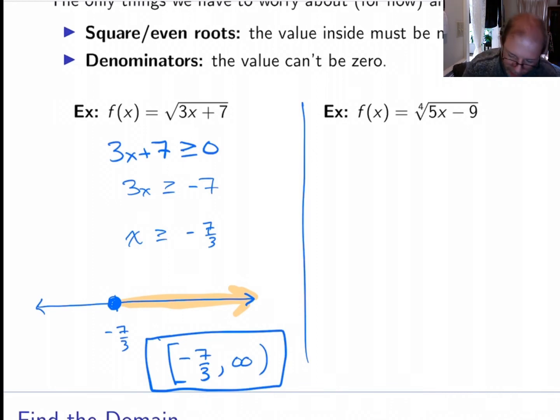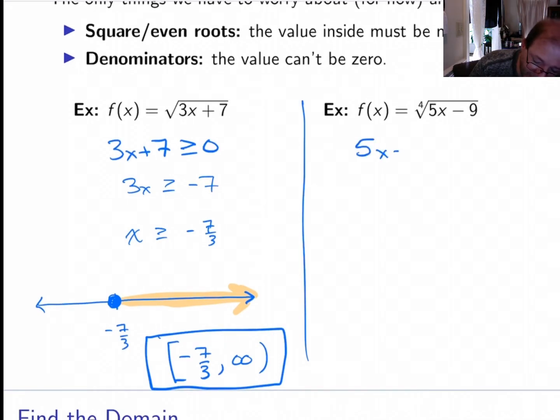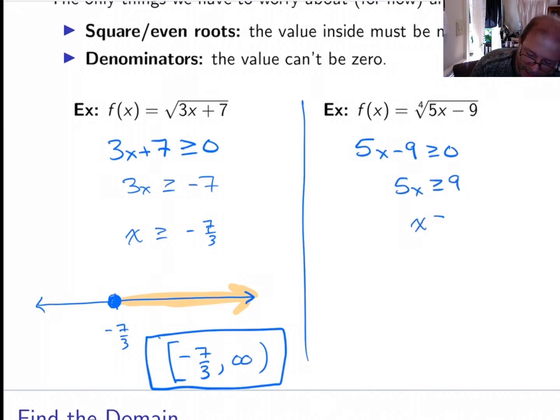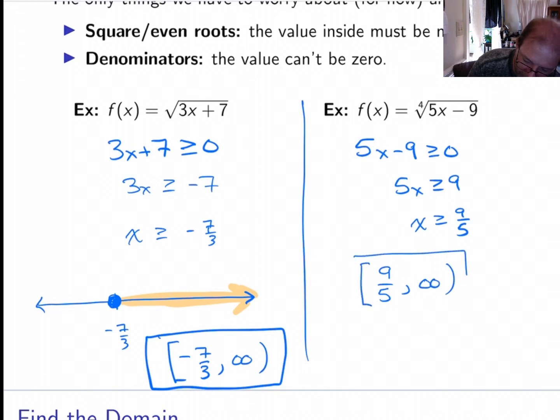All right, this one over here, we're going to do it the same way. This is a fourth root, but it doesn't matter. As long as it's an even root, the thing underneath has to be at least 0. So I'm going to set 5x minus 9 greater than or equal to 0. So 5x has to be at least 9. x has to be at least 9/5. So I could draw my number line again, but I'm not going to this time. That means x has to be 9/5 or greater. So that's my domain.